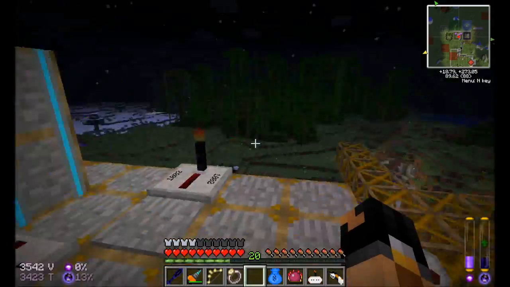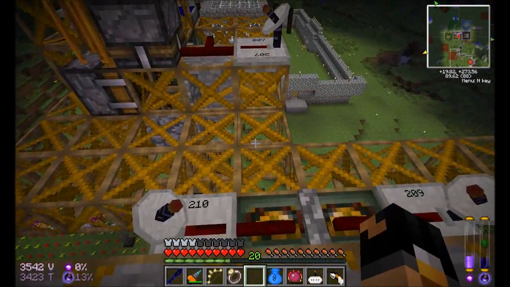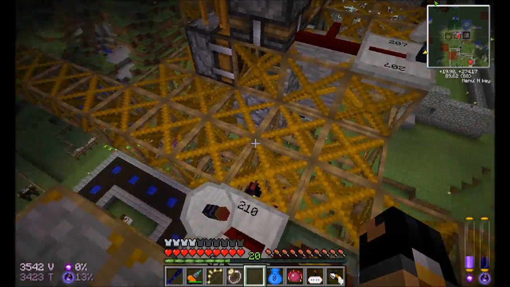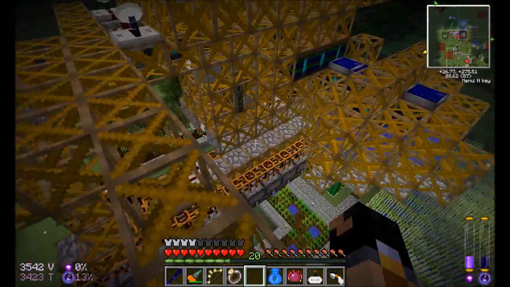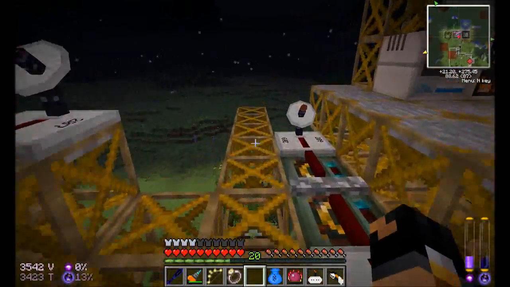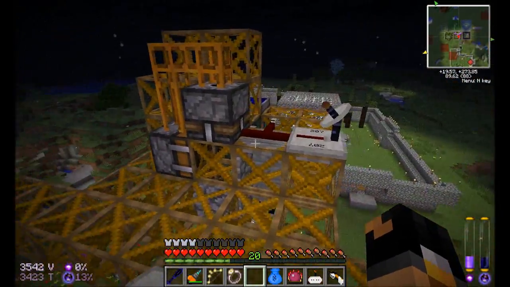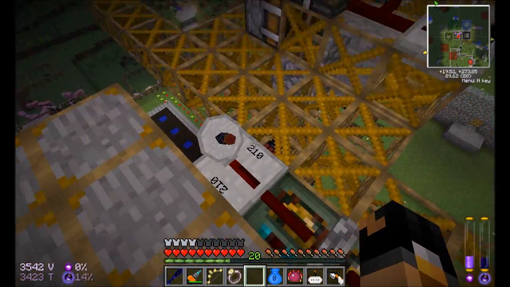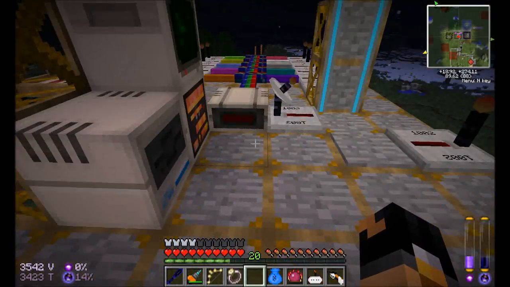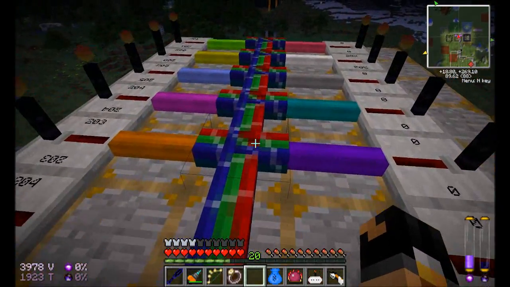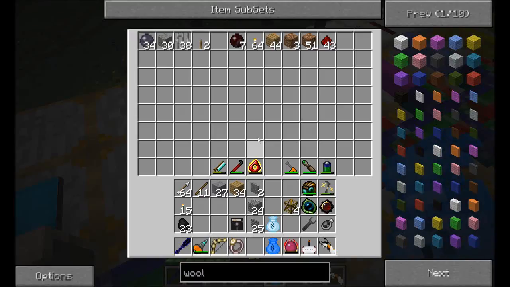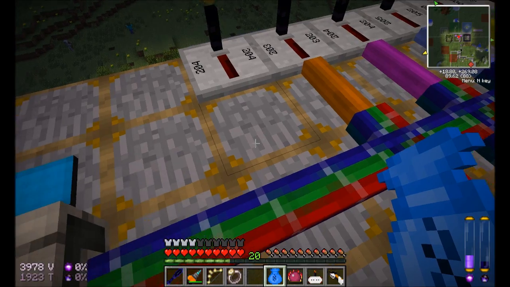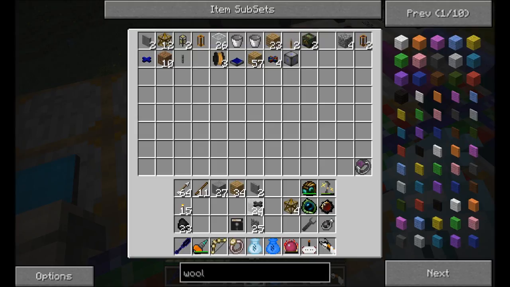So now I need to get this quarry arm moving left and right and up and down. So I need one for 210 and 209. I think I'm missing some. Yeah, I'm missing 2 colors here.